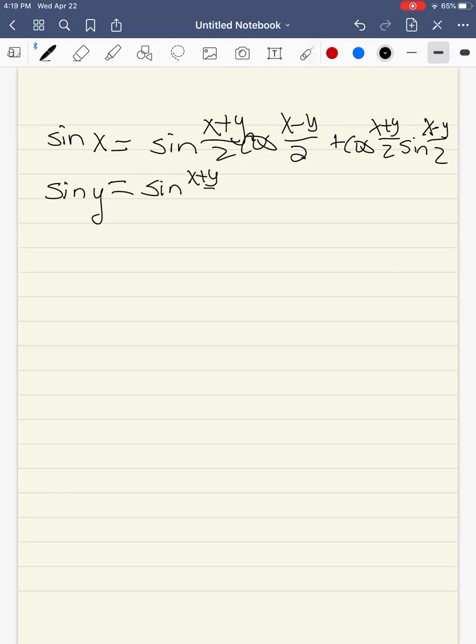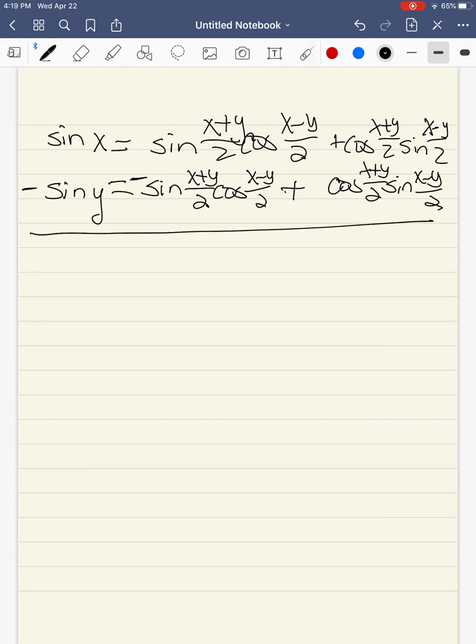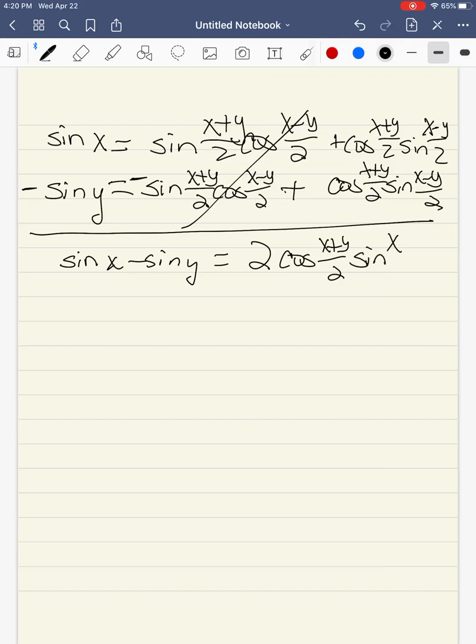is the same thing, except this is a minus. So we're going to subtract this, make it sine x minus sine y, so this will become a negative, this becomes a negative, and this becomes a positive. So when we add these two, they're going to cancel, and we'll have sine of x minus sine of y equals 2 cosine of (x plus y)/2 sine of (x minus y)/2.